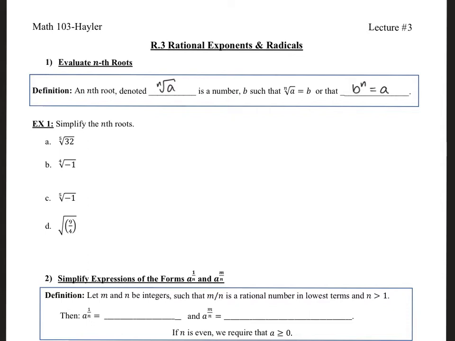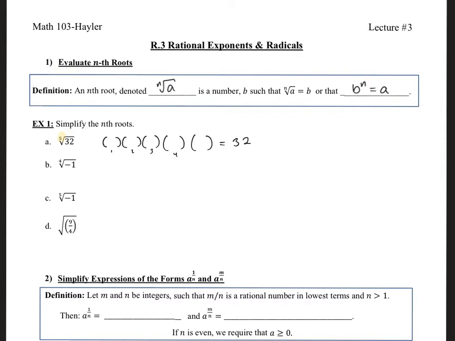So we have the fifth root of 32. What is this asking us? Well, this is saying, is there a number that when I multiply it by itself 5 times, 1, 2, 3, 4, 5 times, can I get 32? Does a number like that exist? And the answer is yes, there is. And that number is 2.